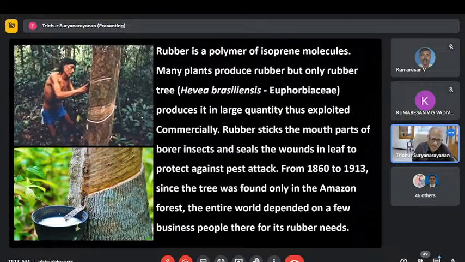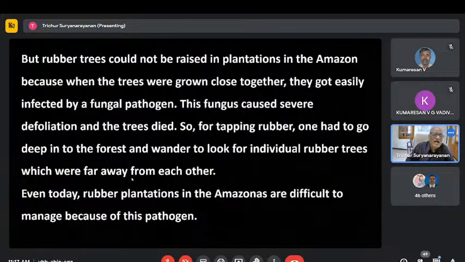Now, from the year 1860 to 1913, since the rubber tree was found only in the Amazon forest, the entire world depended on a few business people in the Amazon for the rubber needs, because a few business people extracted the rubber in large quantity and then started selling it. And since rubber was not available in any other part of the world, the entire world depended on this Amazon forest, and that too Brazil, because most of the forest is present in Brazil.